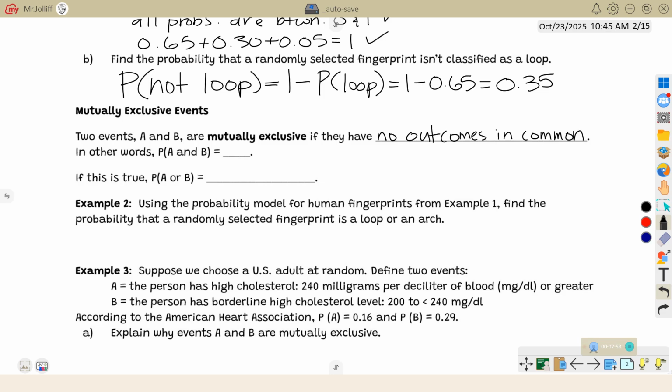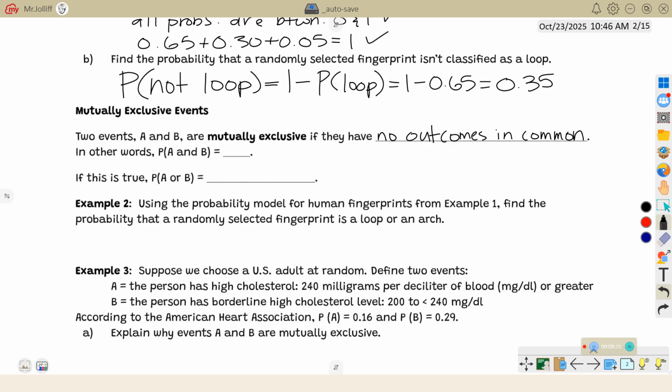No outcomes in common. For example, if I'm playing with a standard deck of playing cards, I cannot draw a card that is both a king and a queen. It's one or the other. It's never going to be both. So king and queen are mutually exclusive events. A card can be one or a card can be the other. They're never going to be both at the same time.